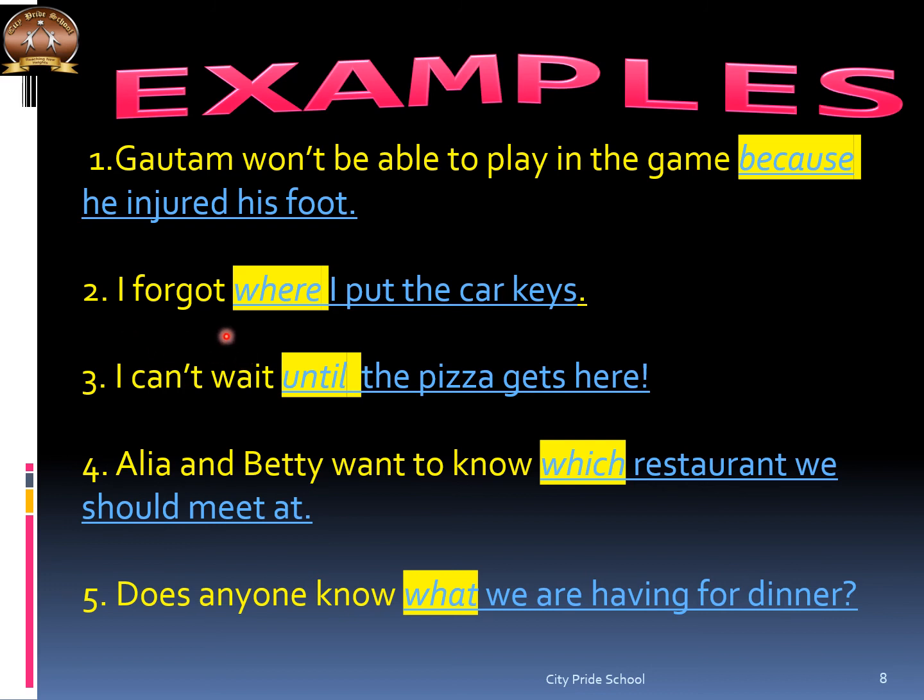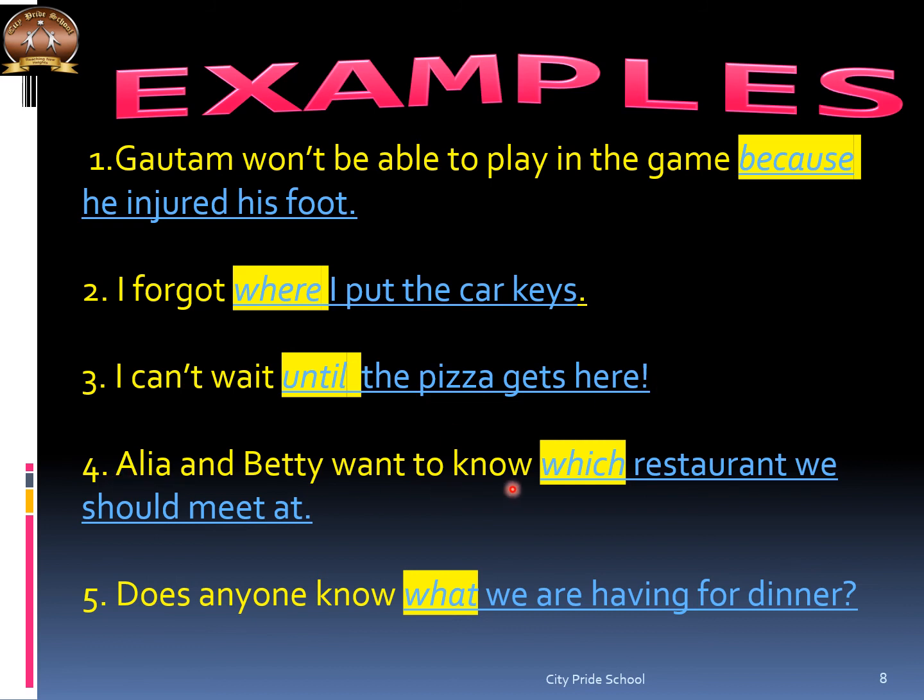Second example, I forgot where I put the car keys. Now, if you look at it closely, I forgot. If I halt here, I is the subject, forgot is the finite verb. It is a main clause. Where is a subordinating conjunction, and I put the car keys becomes a subordinate clause. Third, I can't wait, main clause, until the pizza gets here. Until is a subordinating conjunction, and hence until the pizza gets here is a subordinate clause.